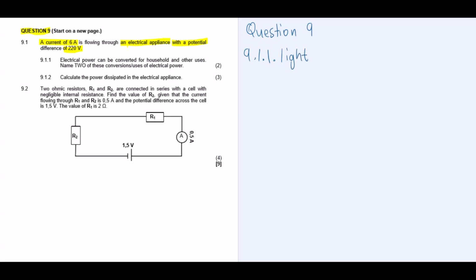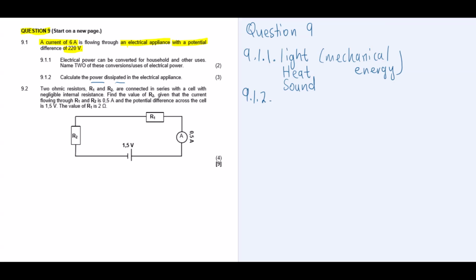We can convert it to light. We light our homes, we use bulbs to light up our homes, and then we can also use it for heat. We can use this for sound, and you can write any of these. You can also use it for mechanical energy. So any of these four would do.